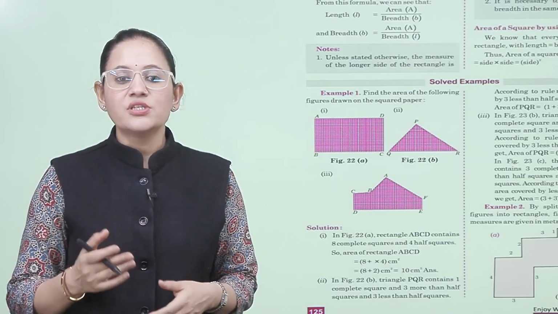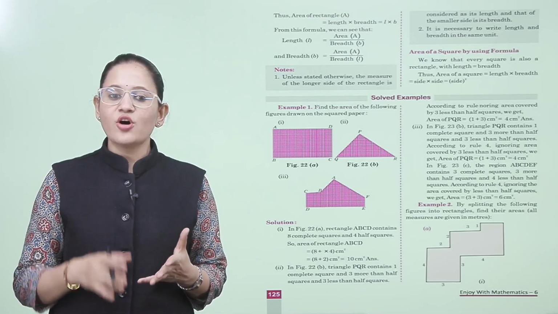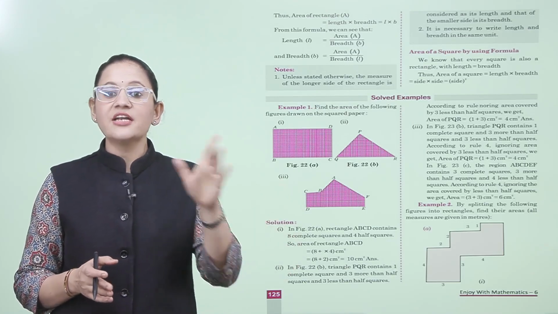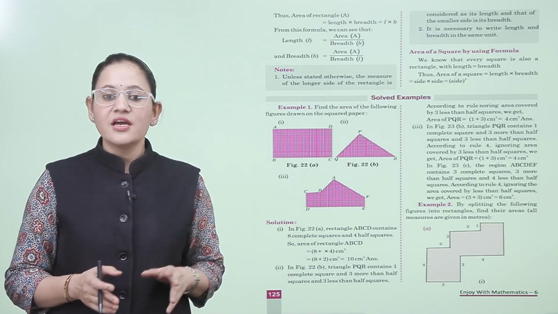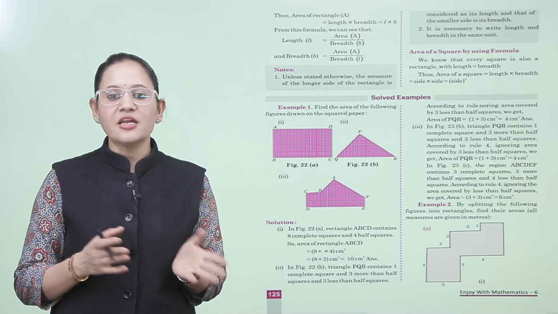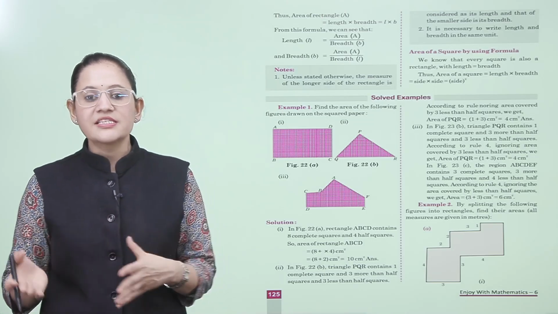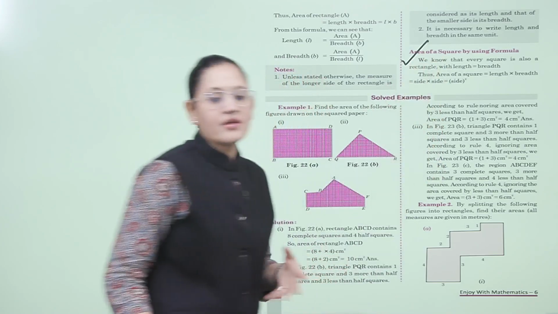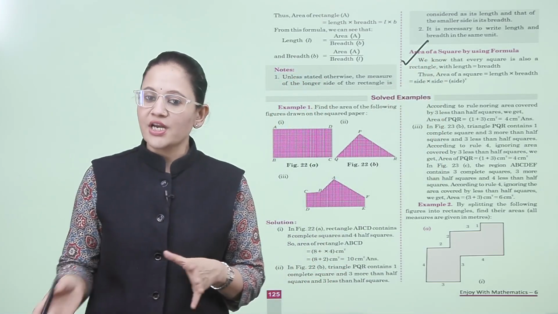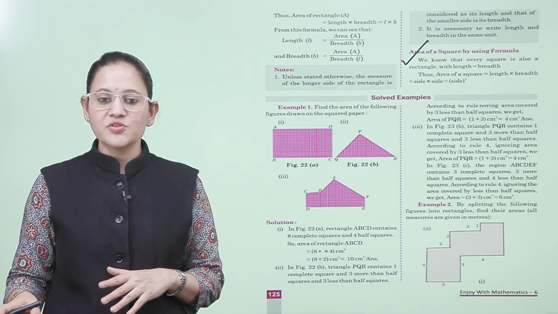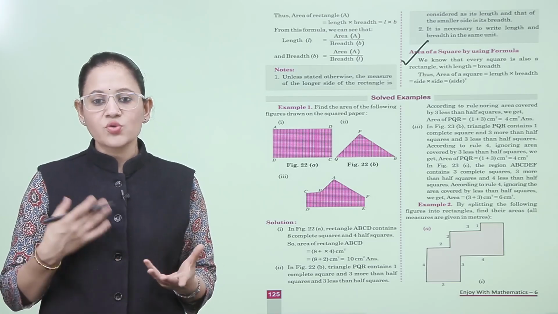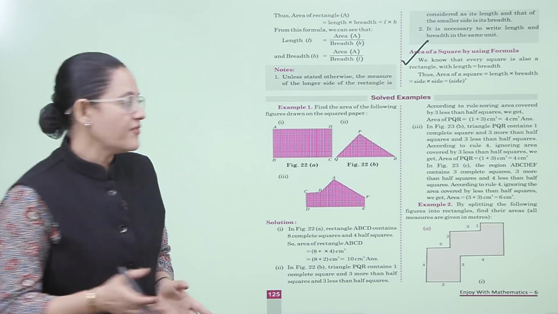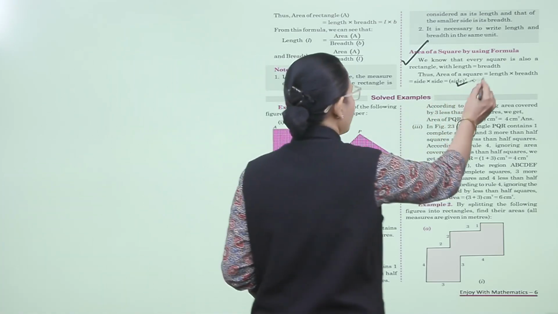Clear? Note, unless stated otherwise, the measure of the longer side of the rectangle is considered as length and that of the smaller side as breadth. It is necessary to write length and breadth in the same unit. Next is area of a square by using a formula. We know that a square is also a rectangle with length equal to breadth. So area of square is length into breadth, equal to side into side. So area of a square is side square.